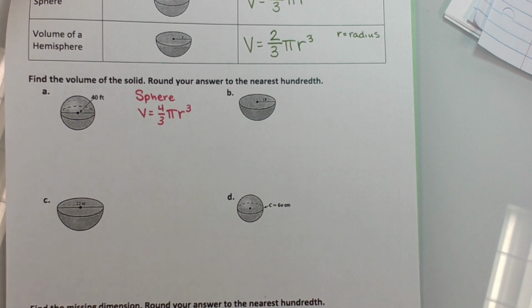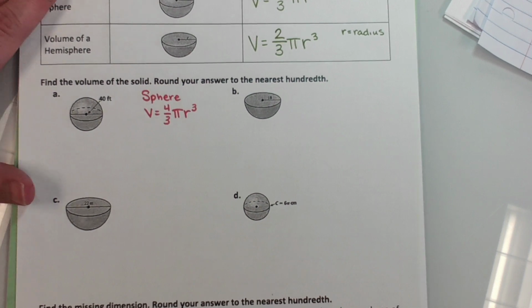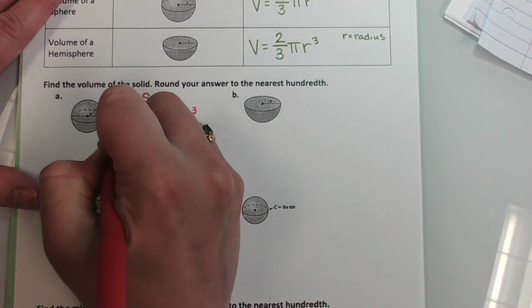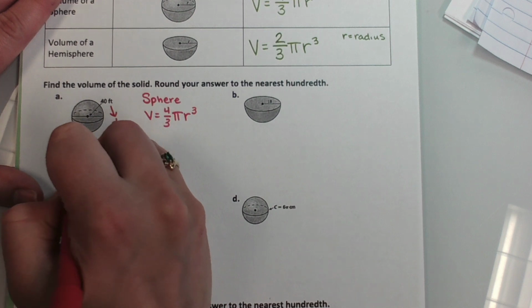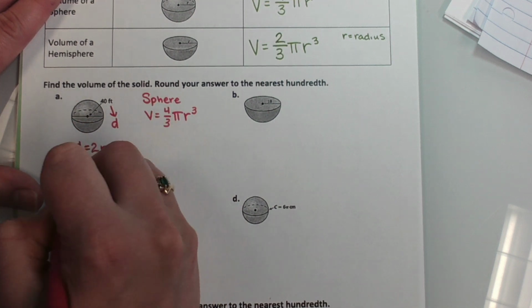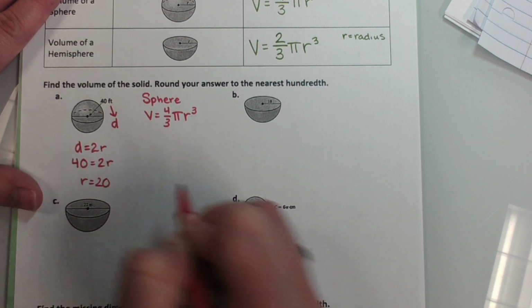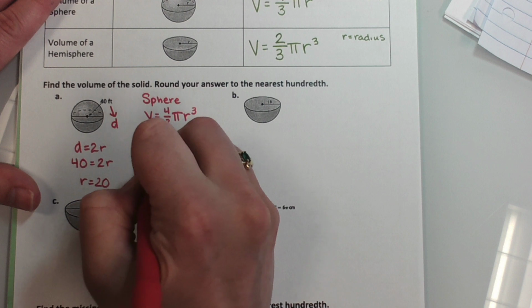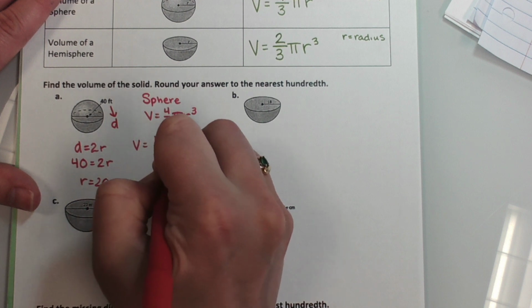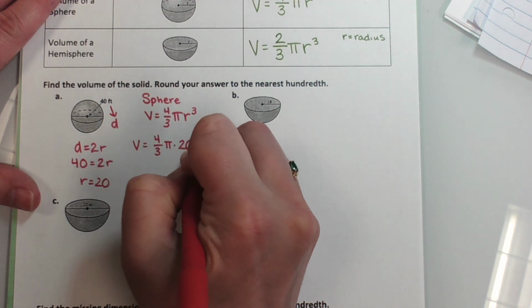Okay, so volume is 4/3 pi r cubed. Guess what? We still don't have the radius directly, but we calculated it earlier because we were given the diameter, and the diameter is 2 radii. Therefore, our radius is still 20. Volume equals 4/3 pi times 20 cubed.